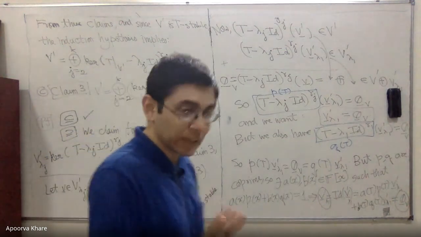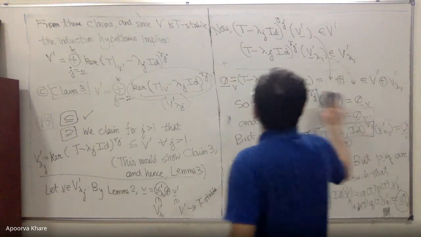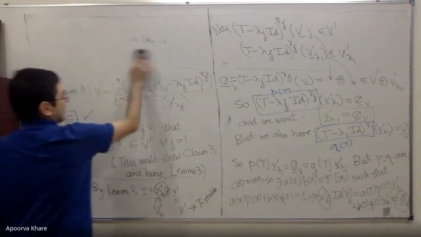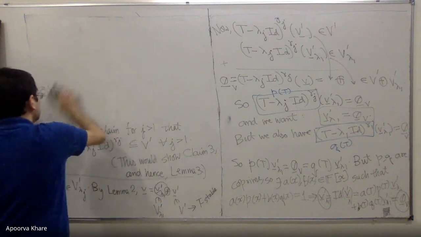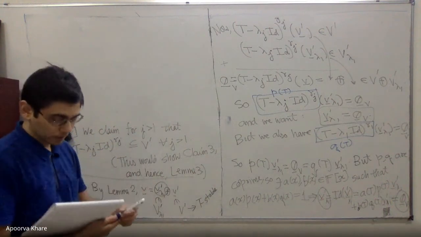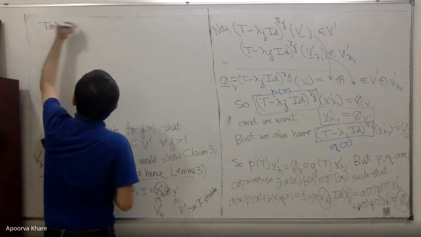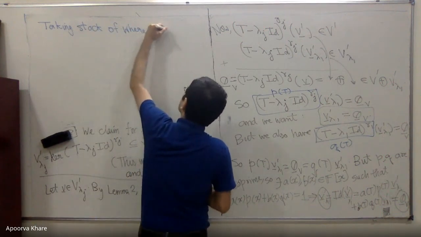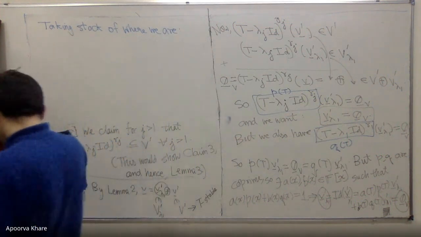And now, just to take stock of where we are. We are trying to prove the Jordan Canonical Form theorem, right? So let us take stock of where we are vis-a-vis the proof. We have a finite dimensional vector space V, and a linear map T from V to V, whose characteristic polynomial splits as a product of linear factors. Let lambda 1, lambda 2, ..., lambda k be the eigenvalues.